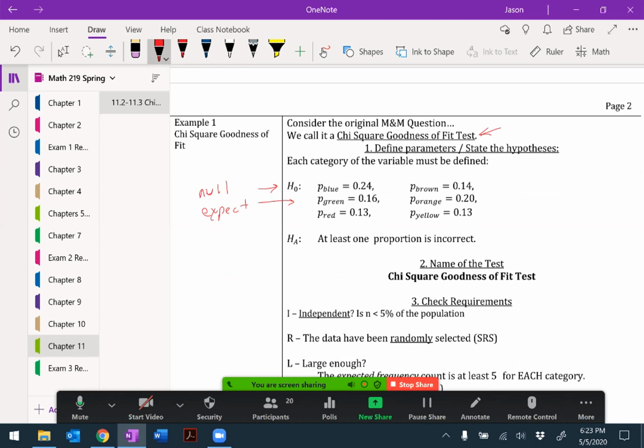Now on the calculator, it looks like this. Chi-squared, chi is a Greek letter X, chi-squared goodness of fit test, GOF. This is what it looks like on the calculator. Chi-squared goodness of fit.